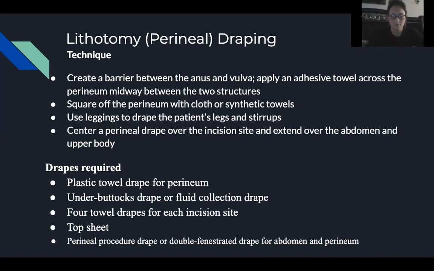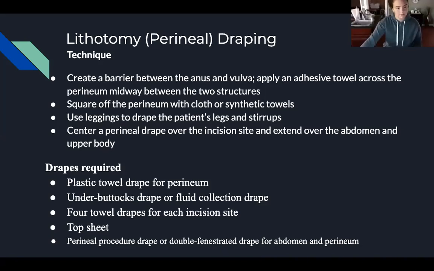And then the drapes required is a plastic towel drape for the perineum. Under the buttocks, a drape or a fluid collection drape. 4 towel drapes for each incision site, a top sheet, and a perineal procedure drape or double fenestrated drape for abdomen and perineum.